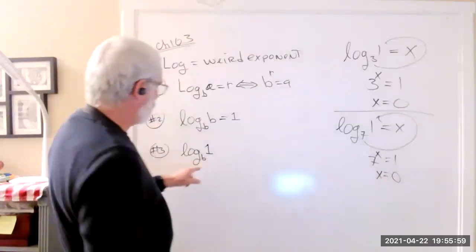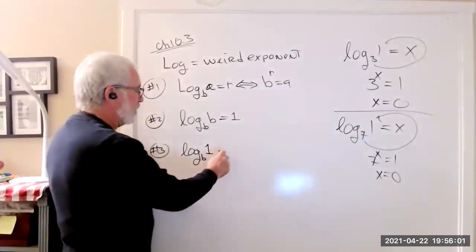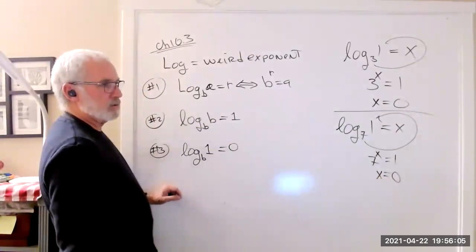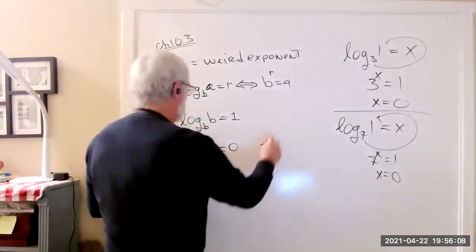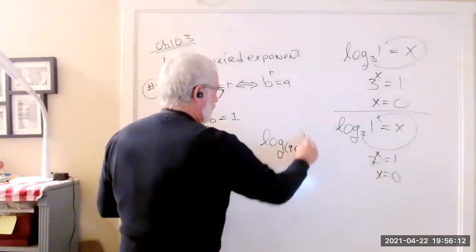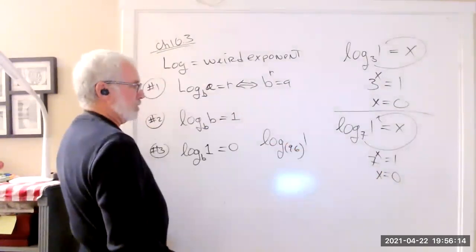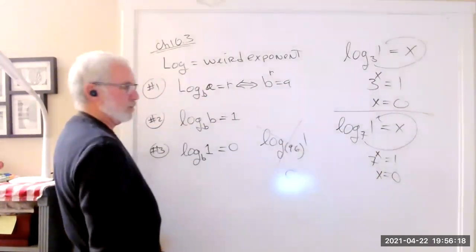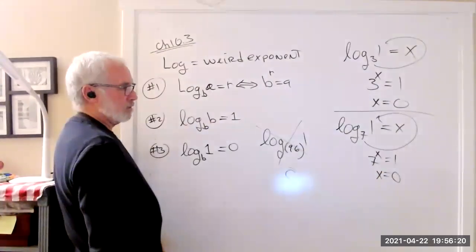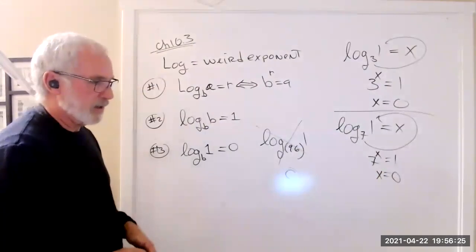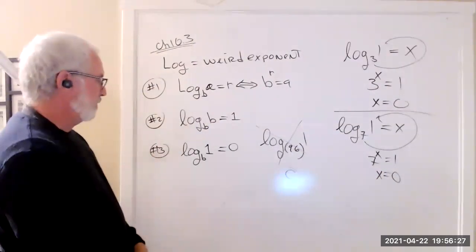So we get this cool rule. Log base b of 1 is always 0. Always. So if you see a problem that says log base 9.6 of 1, you go, well, heck with that. The answer is 0. Is that all right with everybody? We've got one more rule to get, and then I want to show you one thing, and then we're done.